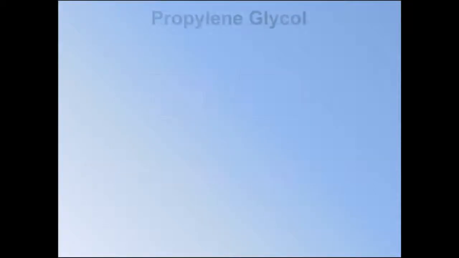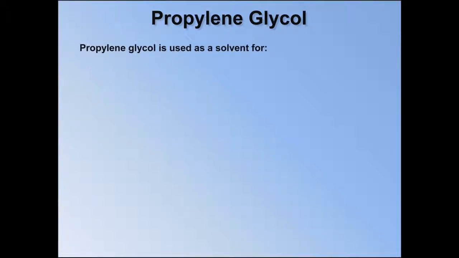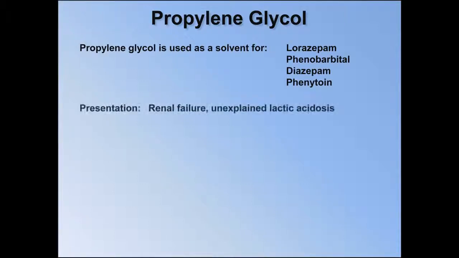The final toxic alcohol to talk about in detail is propylene glycol. This is used as a solvent for a number of IV medications, including lorazepam, phenobarbital, diazepam, and phenytoin. The typical presentation of propylene glycol toxicity is the onset of renal failure and an unexplained lactic acidosis in a patient who has been on continuous infusion of IV lorazepam for at least several days.